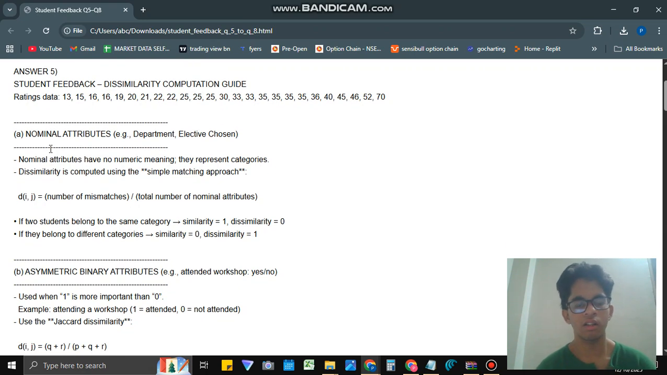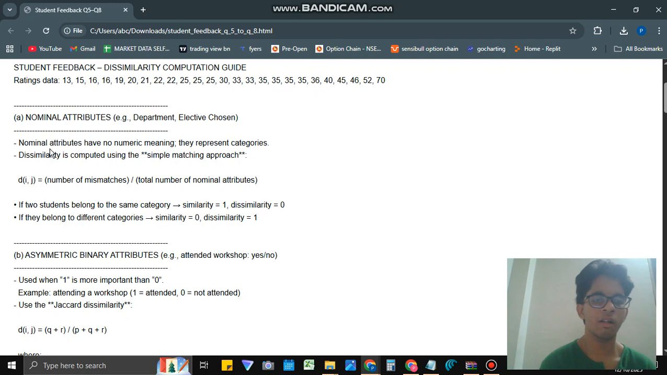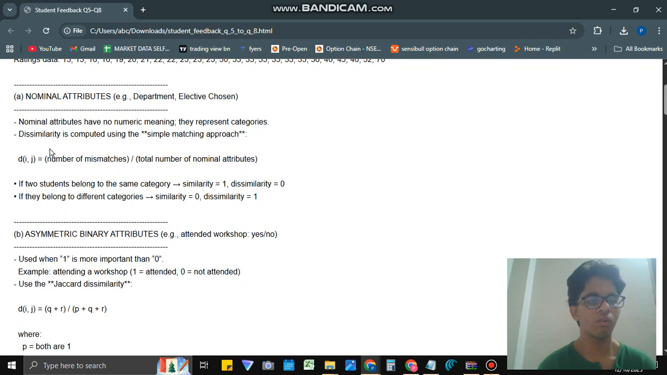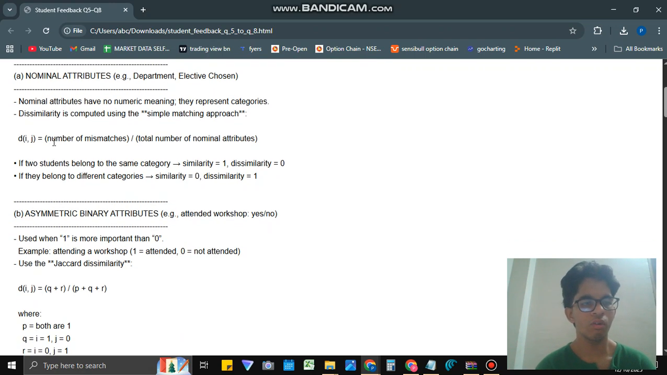For example, we have department or elective chosen. In this, what we are doing is a simple matching approach. The distance is calculated at i, j, which is data point 1 and data point 2: number of mismatches divided by total number of nominal attributes. If two students belong to the same category, the similarity equals 1 and the dissimilarity equals 0. Otherwise, the similarity equals 0 and the dissimilarity equals 1.